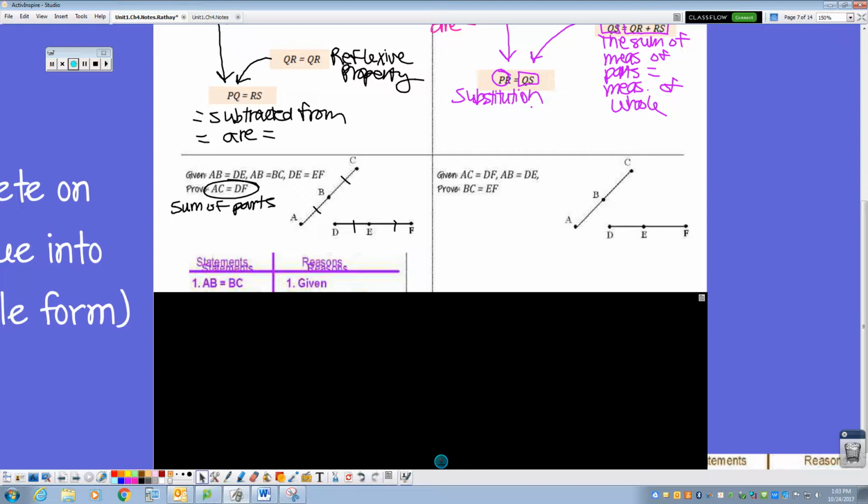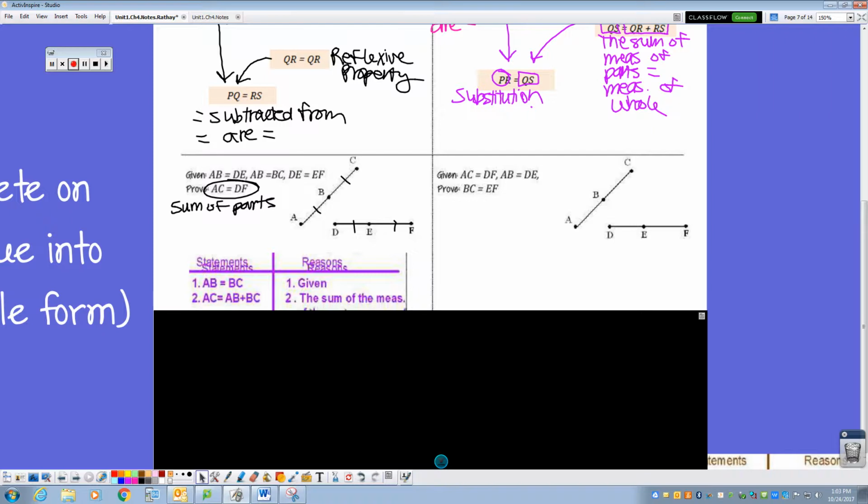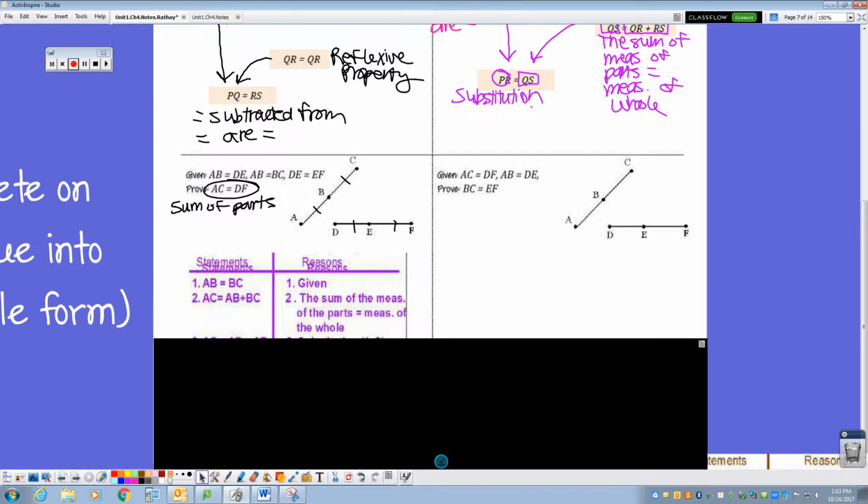So I started with AB is equal to BC. Given. We know that. And then I brought in the fact that segment AC, the top segment, was equal to AB plus BC. And the reason is the sum of the measures of the parts is equal to the measure of the whole, and that does not have a reference. Now, this is where my clever substitutions happen, and it's okay if you wouldn't have thought to do this until you watched this video.